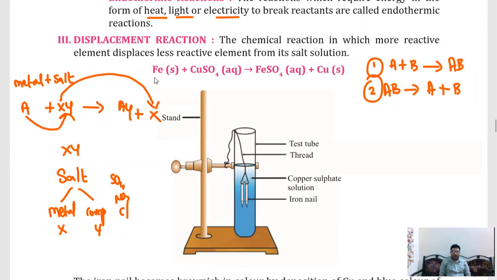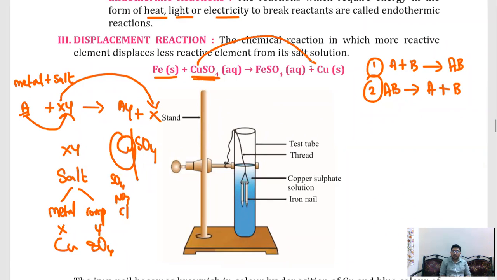So try to understand. Ferrum, iron, is the metal. Copper sulfate. In copper sulfate, I told you salt will have two parts. CuSO4, two parts. This copper, Cu, is the metal. This SO4, sulfate, is the compound part. Copper sulfate, copper nitrate, copper chloride, like that. So now what will happen? This copper will be displaced out. Here you can observe copper is coming out. At the same time, ferrum is combining with this sulfate and forming ferrous sulfate.